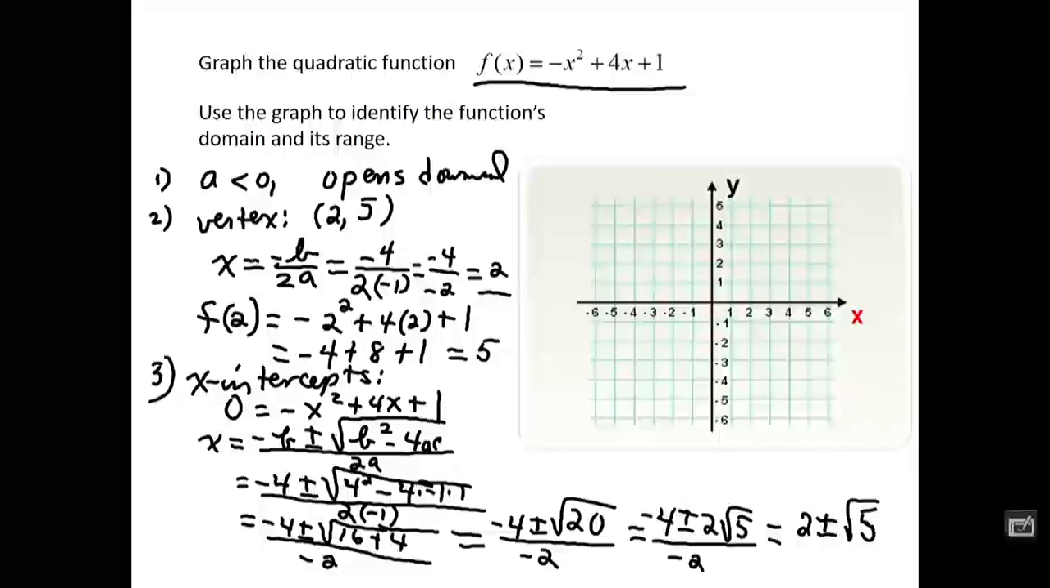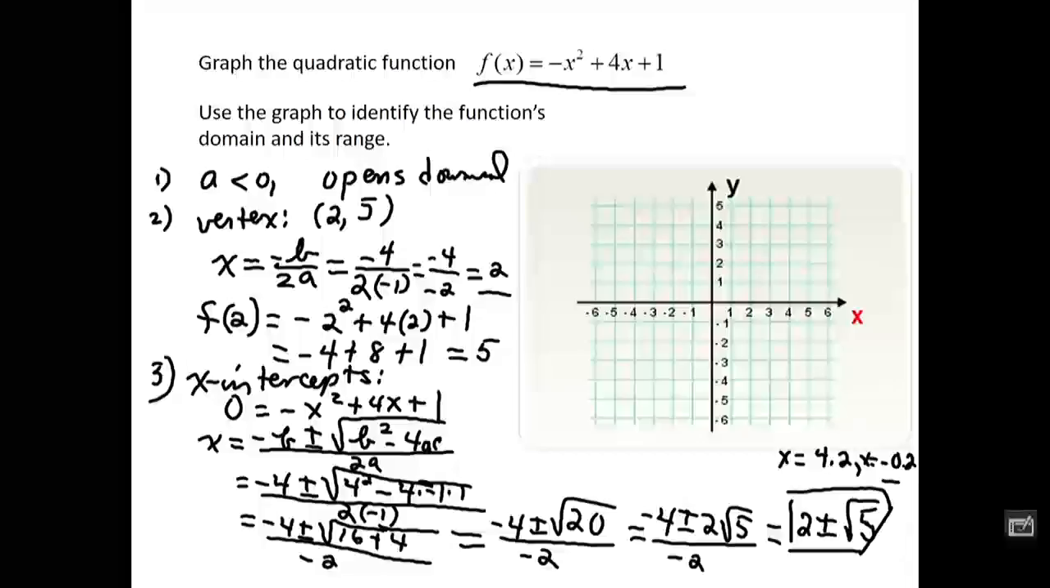All right, so the x-intercepts would be, and we need to compute this. On one hand, we have 2 plus the square root of 5, so x is equal to 2 plus the square root of 5, which is a positive 4.2, and 2 minus the square root of 5 is x equal to a negative 0.2. So these are the x-intercepts, 4.2 and a negative 0.2.